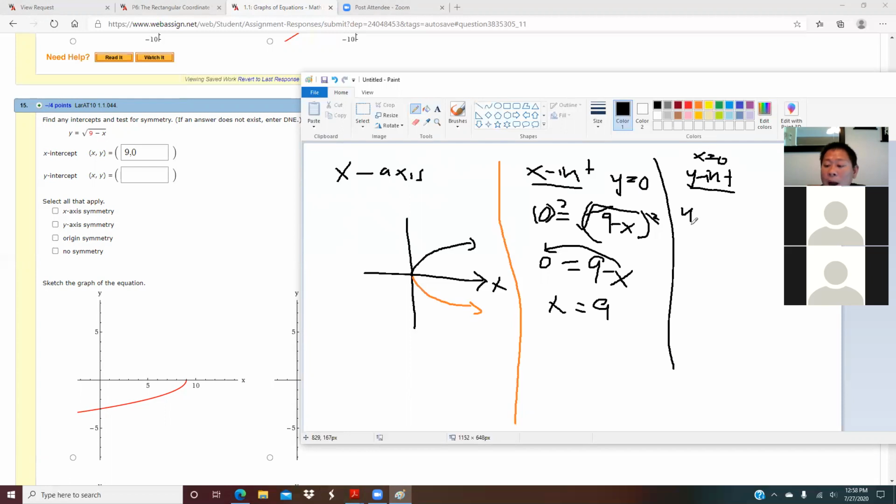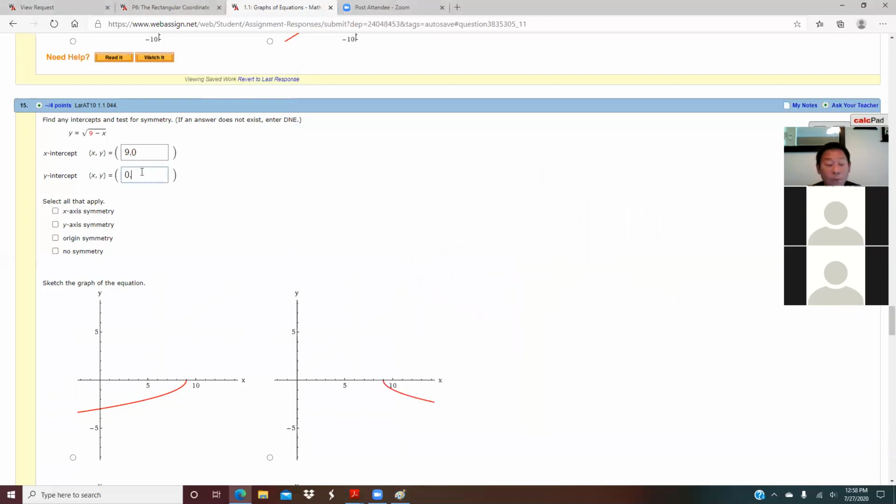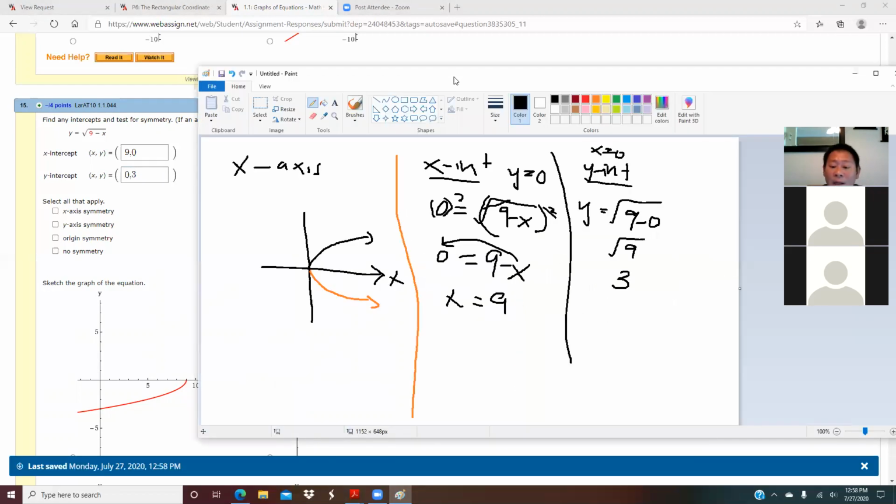So you will get y equals the square root of 9 minus 0, because your x is 0. And 9 minus 0 is 9, and the square root of 9 is 3. So in this case, your coordinates will be (0, 3). Okay, so this is how we find your x and y intercepts.